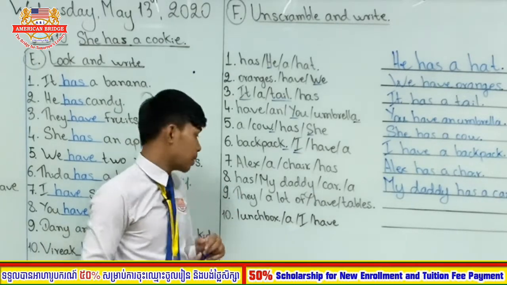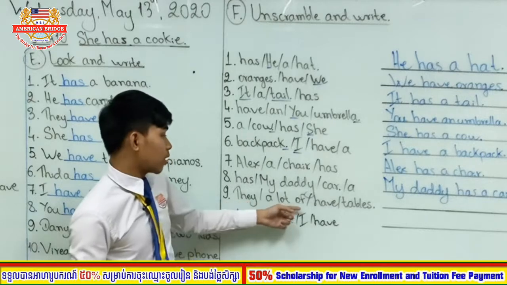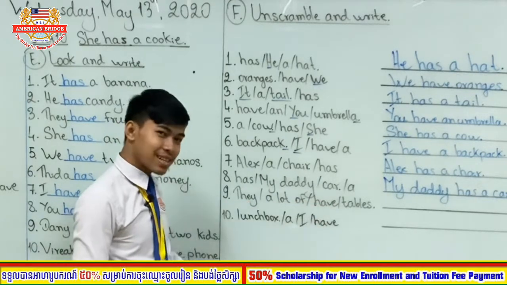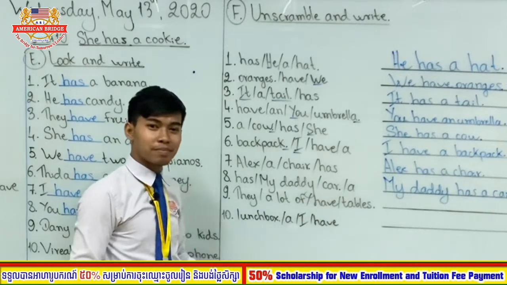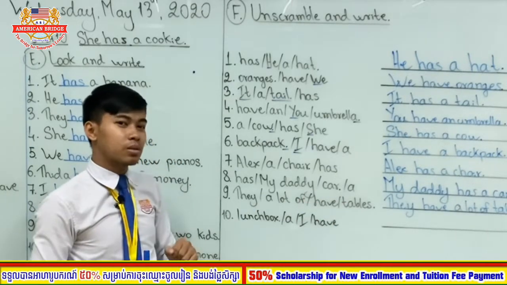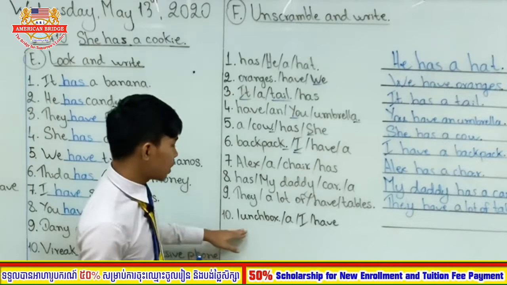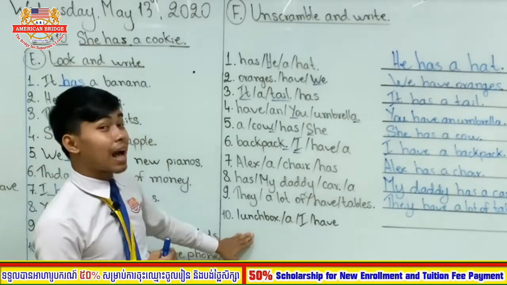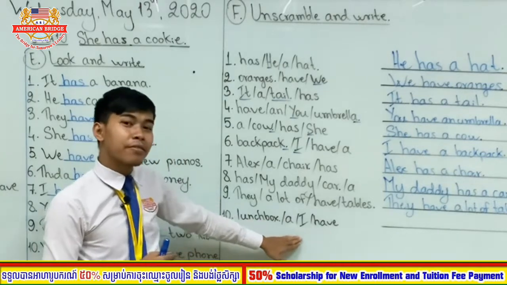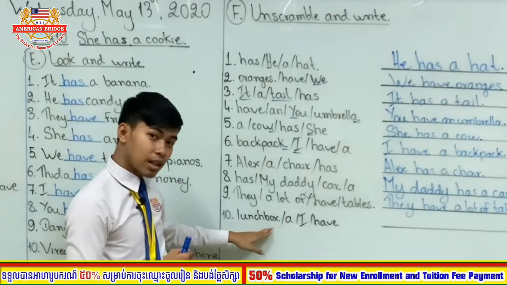So now let's go to number 9. They a lot of have tables. So the answer is they have a lot of tables. Okay, so now it's time to do our last exercise, number 10. Lunchbox I have. So the answer is I have a lunchbox.